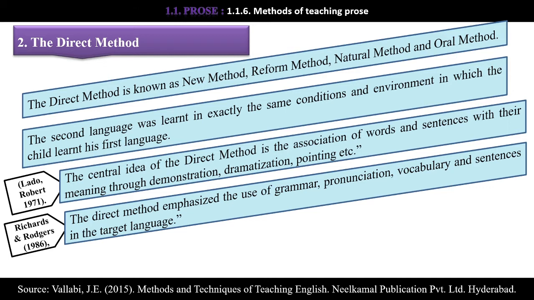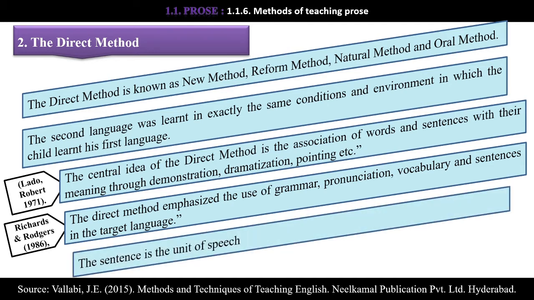So focus on pronunciation, vocabulary, sentences, grammar. All these things are given more emphasis in the direct method. So these are important things. The sentence is the unit of speech. Here in this method, the unit of speech is the sentence and not the word. In the grammar translation method, the unit of teaching is the word and not the sentence. That is the difference between these two methods.